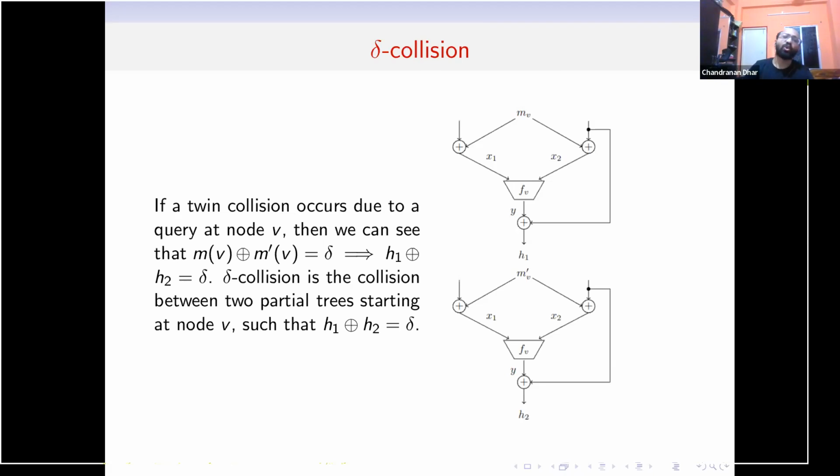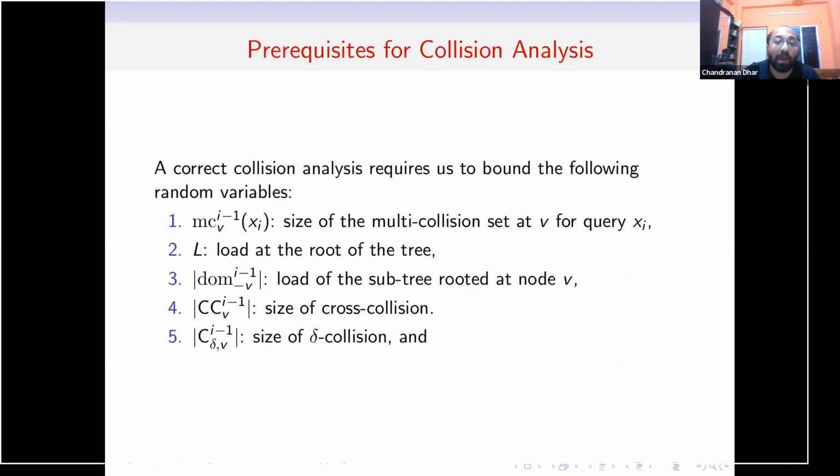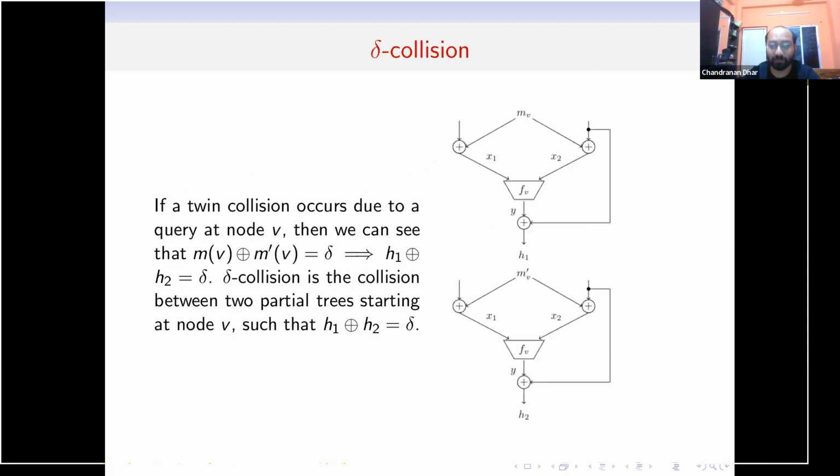So what we actually show in our paper is that if we can have a bound for these 5 random variables, we essentially have a bound for both the twin collision and the non-twin collision, and hence we can do a proper collision analysis. But for a general ABR tree of height L, we find that giving a correct proper bound for all these 5 random variables is a bit difficult, and so the collision analysis is incomplete.